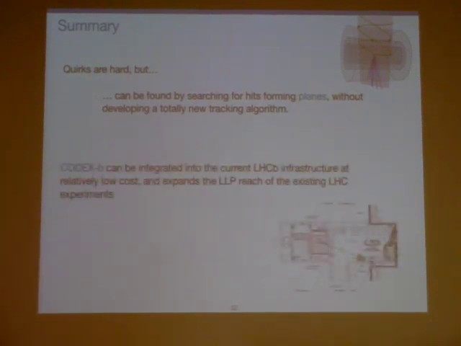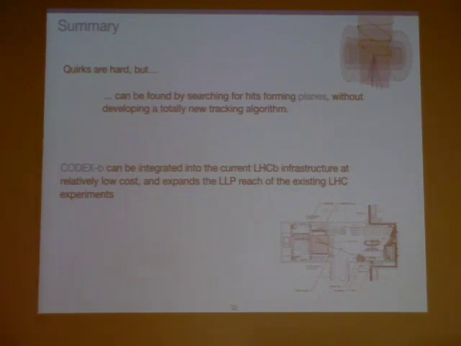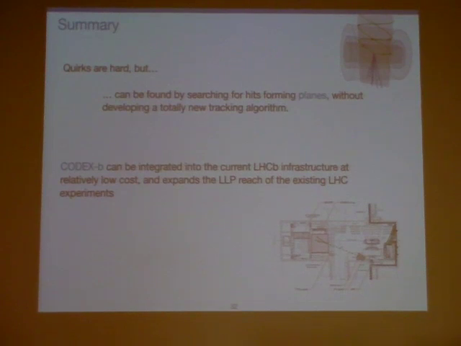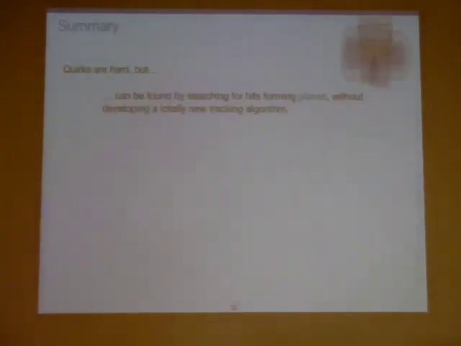I think that's all I have. Essentially, quirks are hard, but if you look for planes, you can sniff these guys out as well. And for light long-lived particles, a CODEX-b style detector can be integrated entirely in the LHCb infrastructure, in the readout, everything. You can do reconstruction, and it would expand the reach of the LHC for long-lived particles with a relatively small instrument compared to other components. All right, I think that's all I have for this.